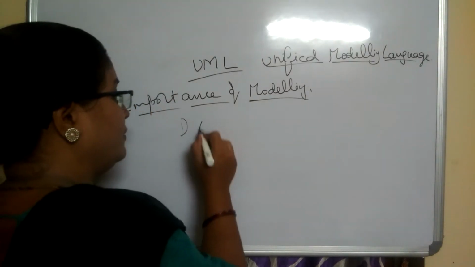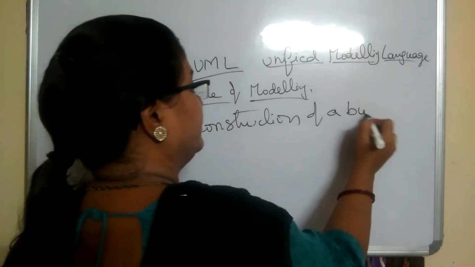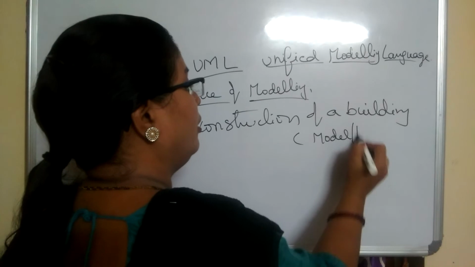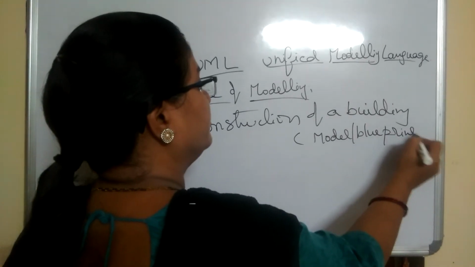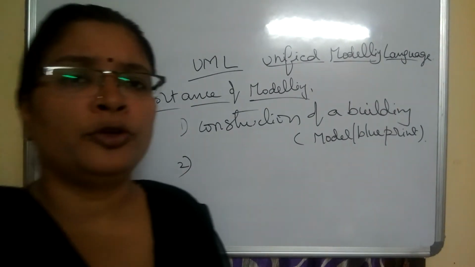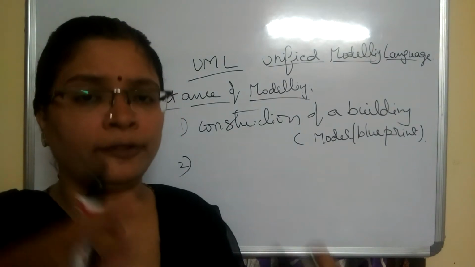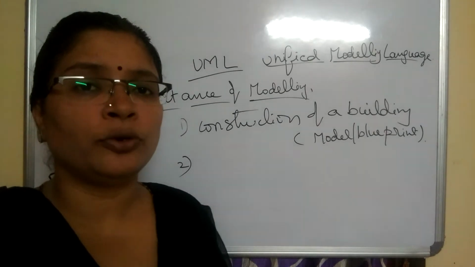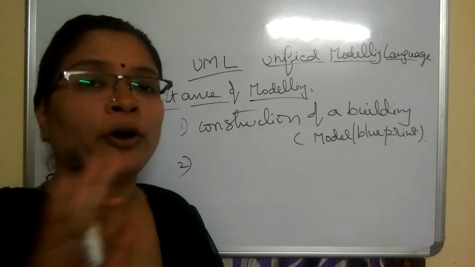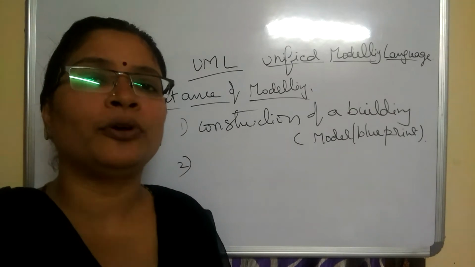So the first one is construction of a building. We need a model or blueprint. In the same manner, we have seen a model of a shirt. You give cloth to the tailor to stitch in that model only. The tailor will ask you, in what way I have to stitch this. Then you show the photograph. In that photograph the model of the shirt will be there. You give that photograph to the tailor and based on the photograph he stitches the shirt.